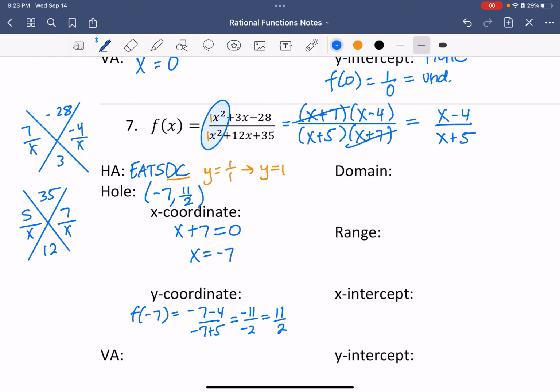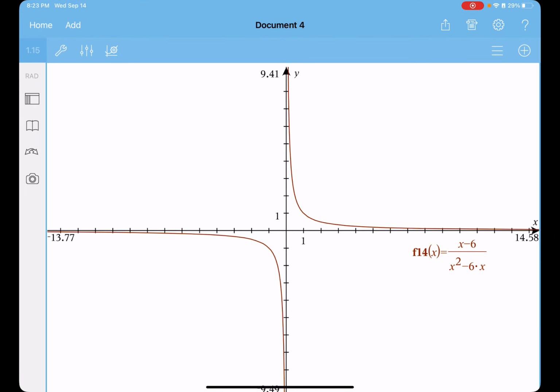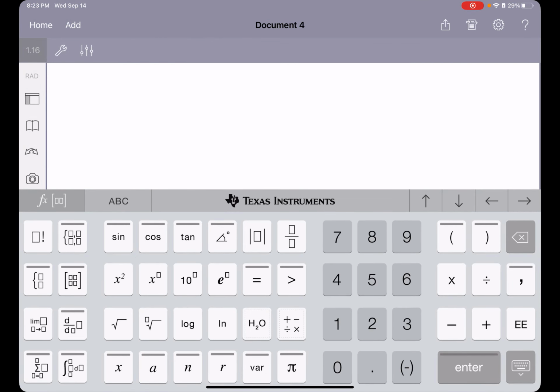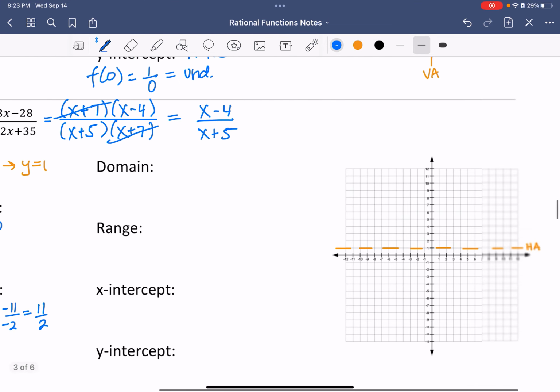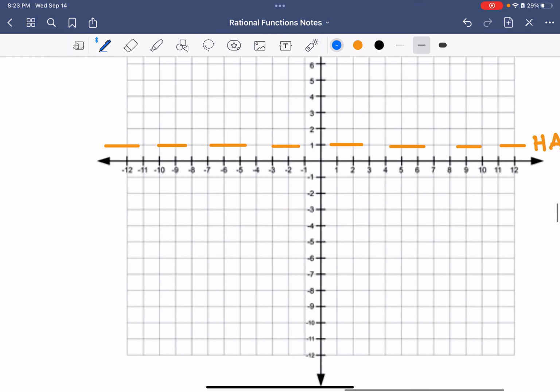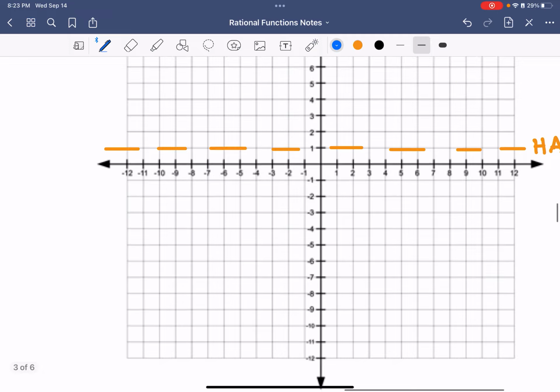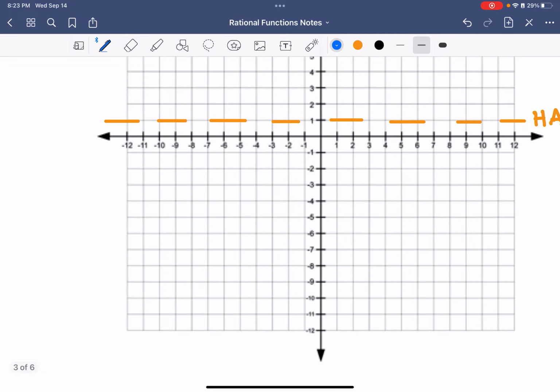Okay, now we can put that in a calculator, sorry, not the graph, just to see what that equals as a decimal, because that's going to help us graph it. So that's approximately 5.5. So at negative 7, 5.5, there's going to be a hole.